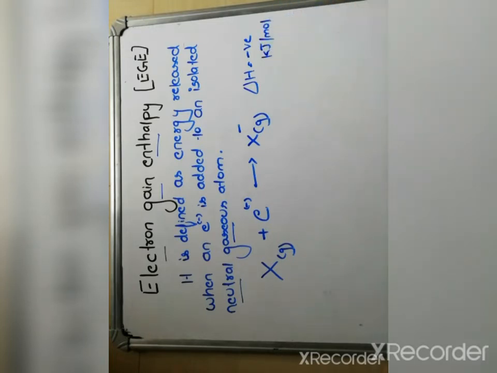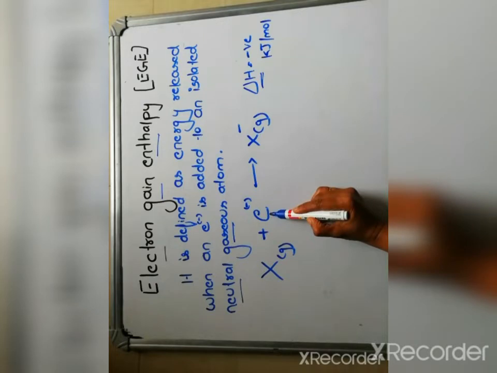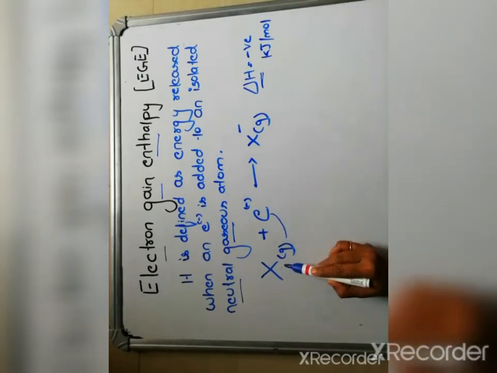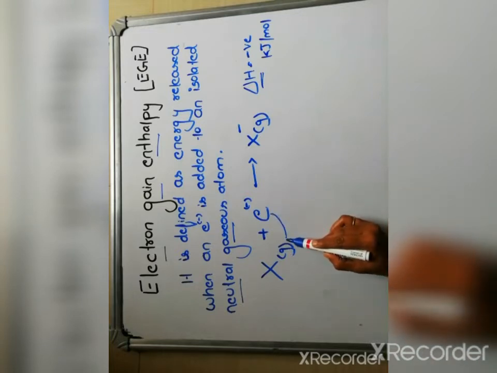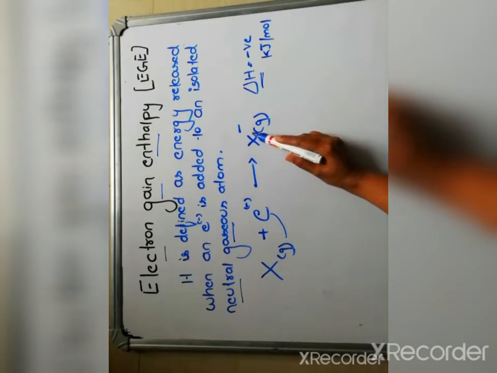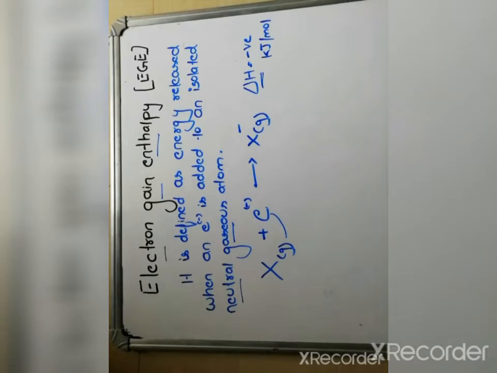So what do you mean by electron gain enthalpy? It is defined as the energy released when an electron is added to an isolated neutral gaseous atom, and whenever the electron is added, it forms the respective anion with a negative charge. Since energy is released, it is an exothermic reaction. Exo means release, endo means absorb. Here the energy is released during this process, so the value is negative.